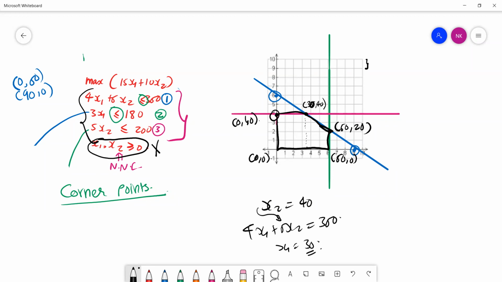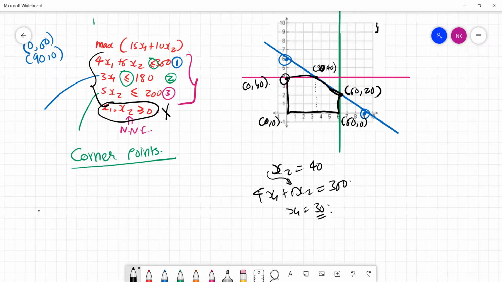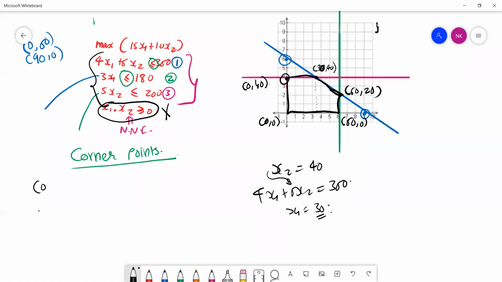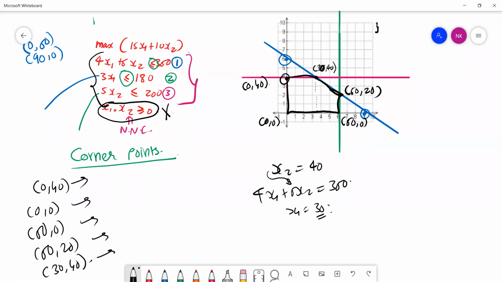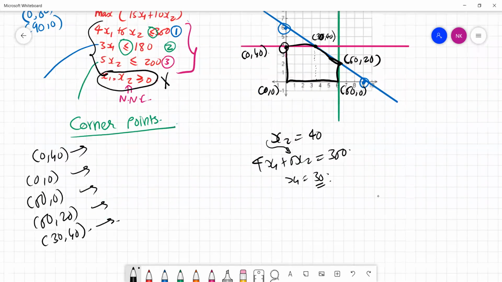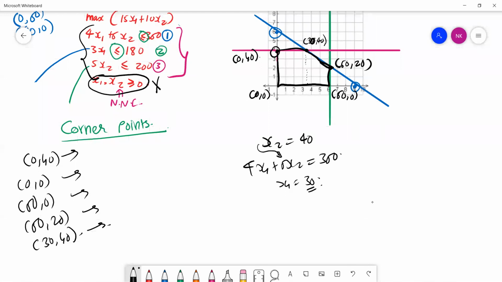Now I have received 5 points. That is nothing but first is 0 comma 40, 0 comma 0, 60 comma 0, 60 comma 20, and 30 comma 40. These are all the 5 points which are termed as the corner points.